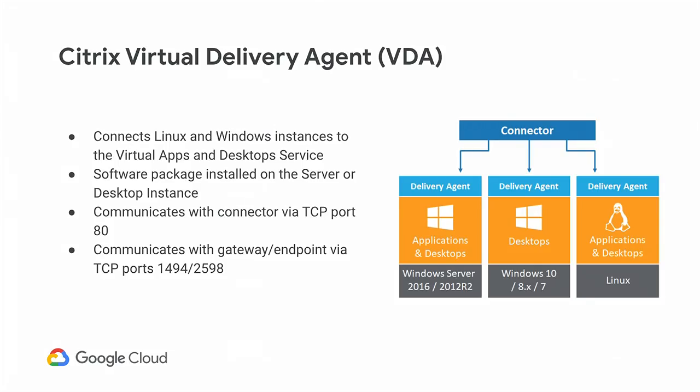The Windows Virtual Delivery Agent is the component that sits on top of the workloads, and it connects the Windows and Linux instances to the Virtual Apps and Desktop service. It's a software package that's installed on that server or desktop instance, and it basically communicates with the connectors on TCP port 80 to register itself with the system, and also communicates out to the end users outbound with TCP 1494 or 2598 natively. And often that is done through a gateway service where that is then encapsulated in 443.